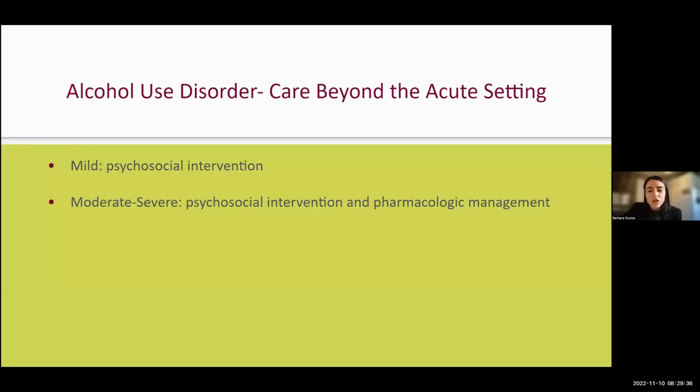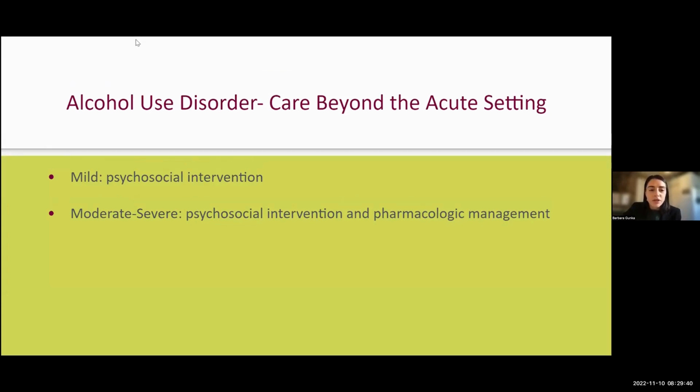The last thing we'll touch on is looking at alcohol use disorder after the acute setting, so after patients presenting with alcohol withdrawal. Most of the literature breaks down alcohol use disorder into mild and then more moderate to severe. In mild alcohol use disorder, the recommendation would be psychosocial intervention, which would include alcohol counseling or mutual help groups. In the moderate to severe category, this would be psychosocial intervention with pharmacologic management.